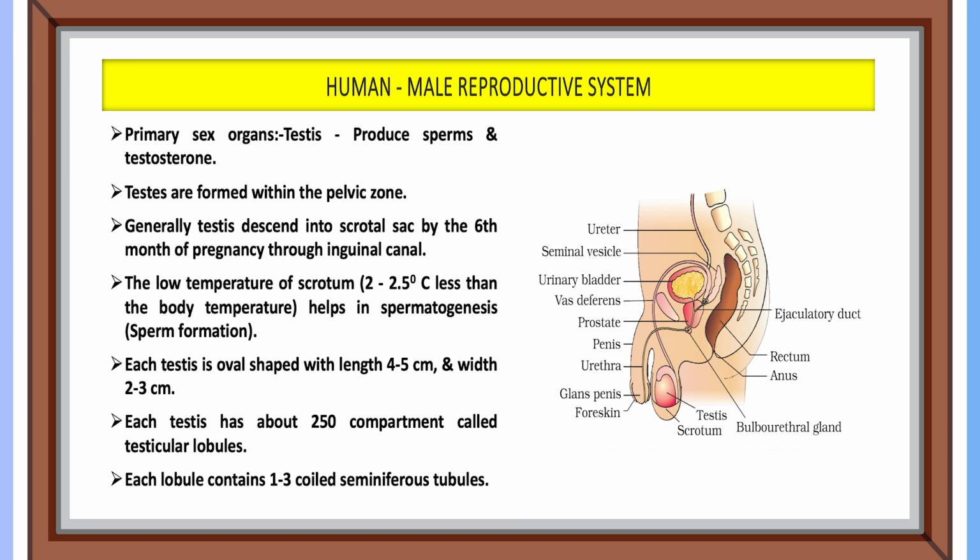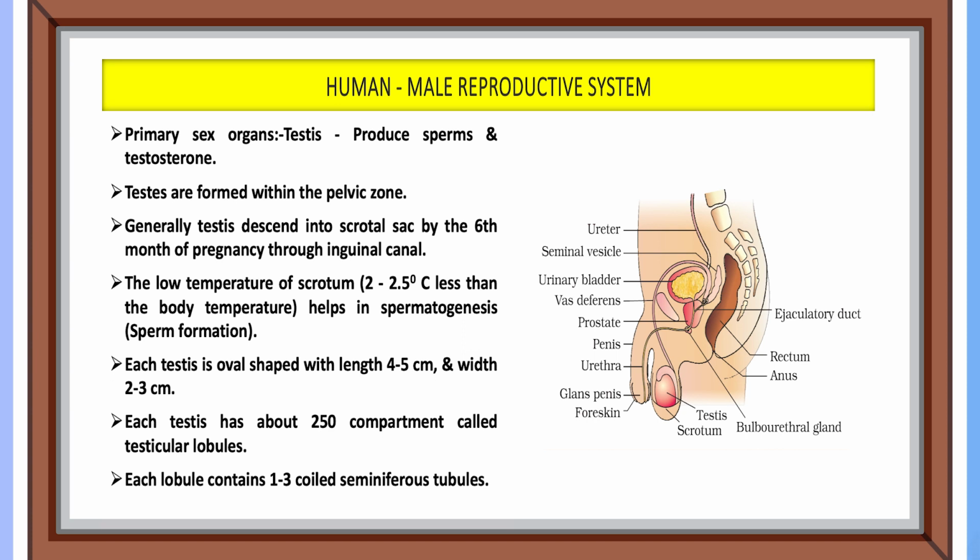Generally, testes descend down into the scrotal sac by the 6th month of pregnancy through the inguinal canal. The low temperature outside in the scrotum, which is nearly 2 to 2.5 degrees less than the body temperature, helps the testes to produce the sperms. Each testis is oval in shape with length 4 to 5 centimeters and width 2 to 3 centimeters.